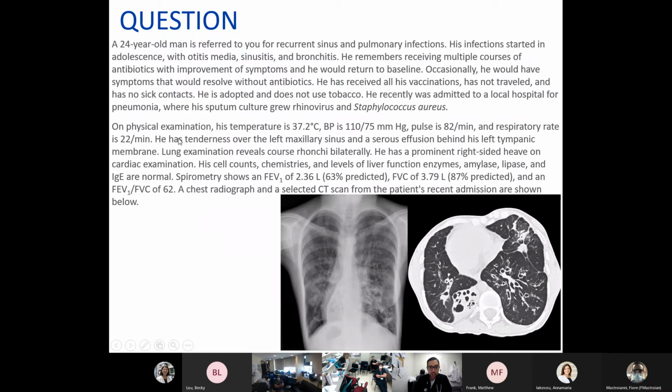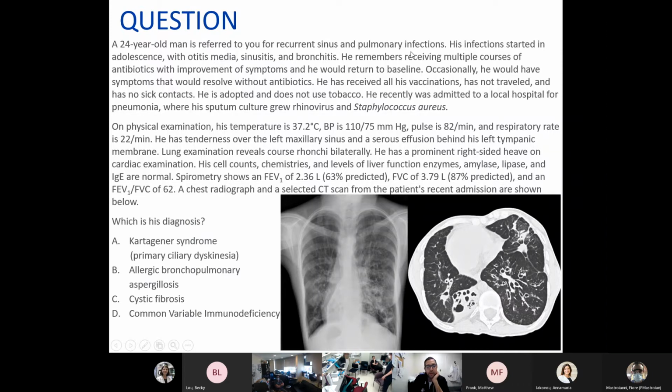His spirometry shows FEV1 of 2.36 liters, which is 63%, and FVC that's normal at 87%, and a ratio that's reduced at 62%. Here's his chest X-ray and the CT from this patient. I don't know who's with us or who's wanting to look at this CAT scan and read it. But you can see here these dilated airways. You can see the cystic bronchiectasis here in the right lower lobe. Let's talk about what this patient's diagnosis is.